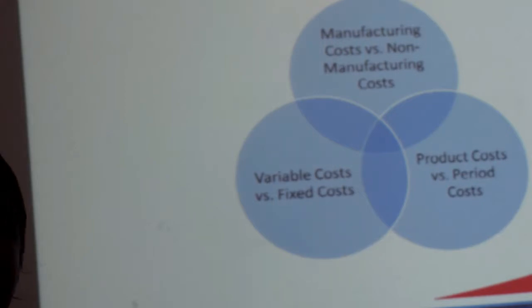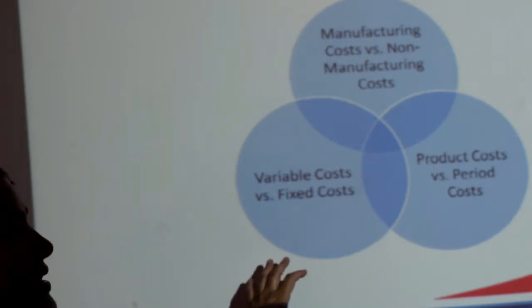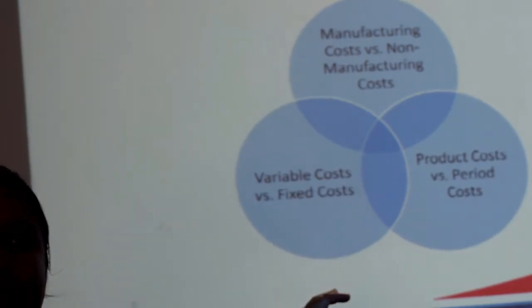For example, the rent for the building, the salary of the gatekeeper, even if the building is empty and nobody is doing anything about it, you are still incurring the cost, and it is not affected by production. So that's your fixed cost. That's another category we're looking at.